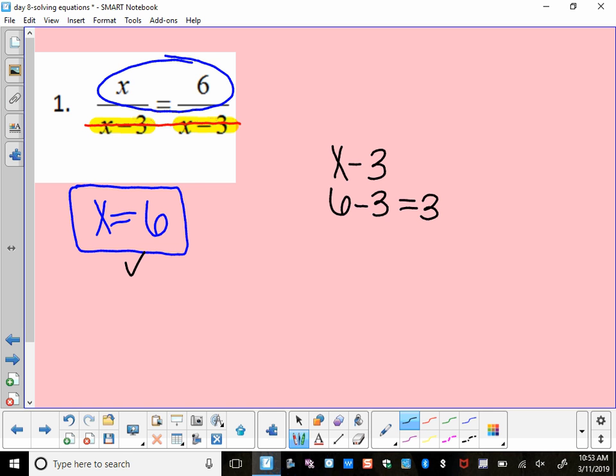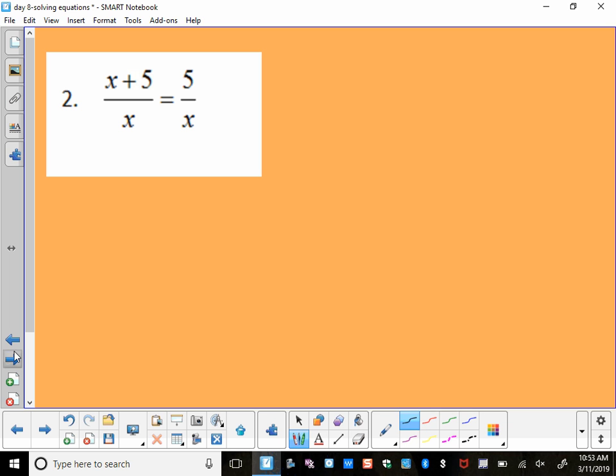Okay? So number 2. Do I have the same denominator? Yes. So I'm going to just cancel out my denominators. Once I have the same, I'm going to cancel out. And then I'm going to add what is on top. So I have x plus 5 is equal to 5. I'm just rewriting my numerators.